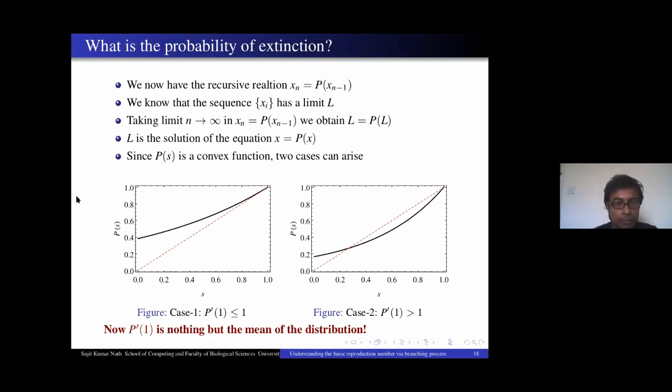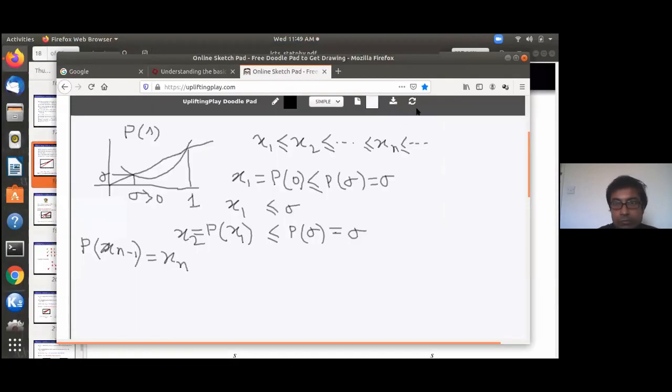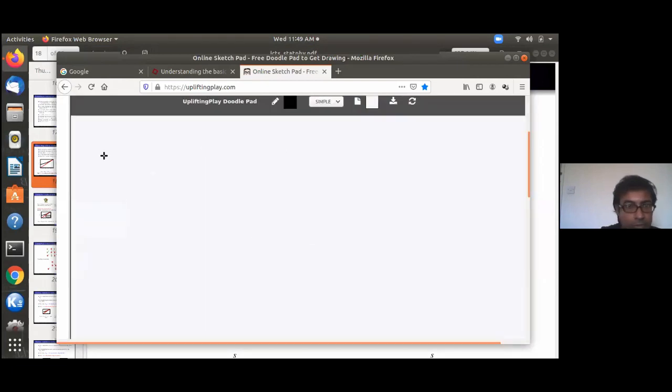Let me try to answer it. Okay, let's see. Can you see this whiteboard again? Yeah, I can see it. So we have the recursive relation: the nth iterate of P equals P of the (n minus 1)th iterate of P.